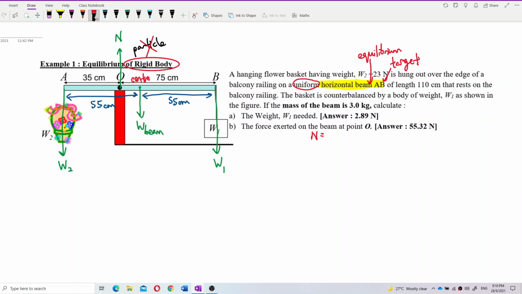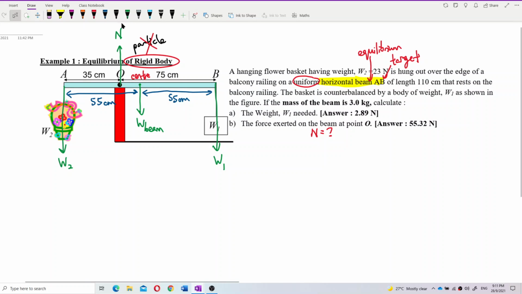Question B asks for the normal force, which is the supporting force by the balcony to the beam. Okay. Question A asked for weight 1. Question B asked for the normal force. Okay, force exerted on the beam at point O, which is the normal force. So what other forces are acting on the beam? Any more? The weight of the beam, W1, W2, the normal force. I think that's it. No other force. So we have identified all the forces on the beam. Remember, our target is the beam only. It's not the W1, not the flower basket.